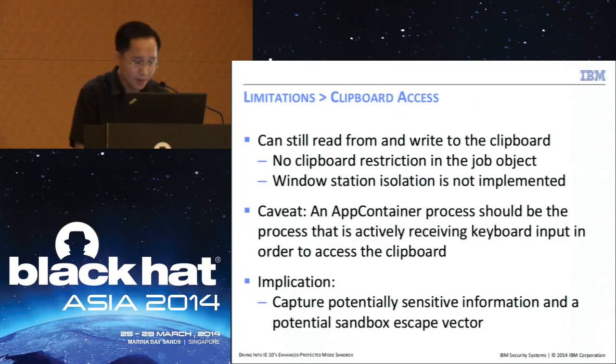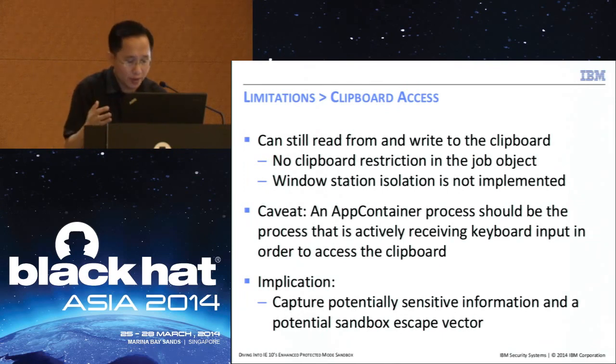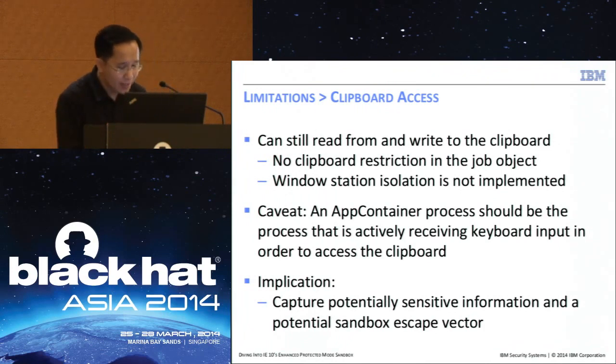For clipboard access, the sandbox process can also read from and write to the clipboard, because there are no clipboard restrictions in the job object assigned to the sandbox process. In addition, window station isolation is not implemented, which means that the sandbox process shares the clipboard with other running processes. Interestingly, a caveat I found is that the app container process should be the process that is currently actively receiving keyboard input in order to access the clipboard.